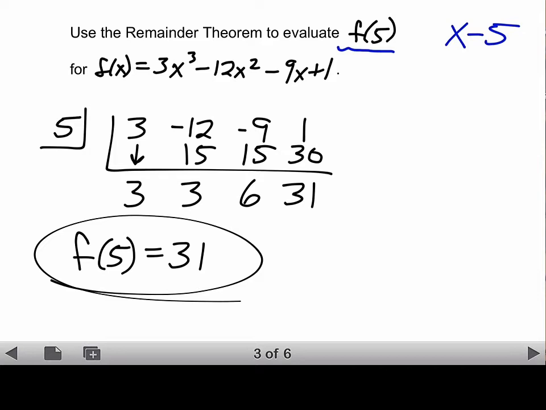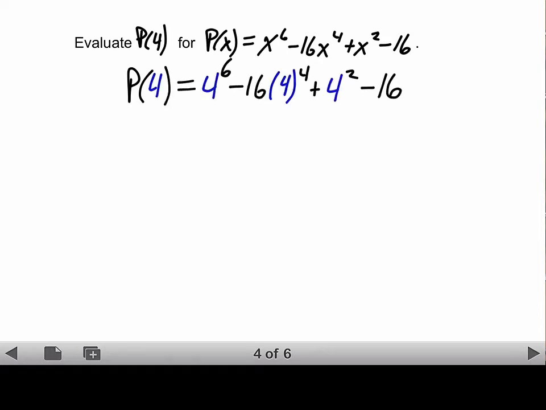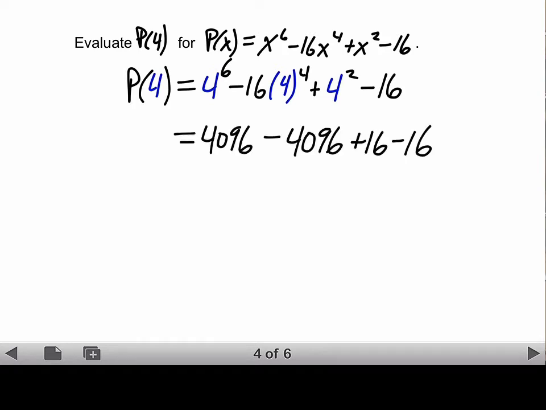Now we're going to move on. This next example falls in the category of exploration. Evaluate p of 4 for the polynomial p of x is equal to x to the 6th minus 16x to the 4th plus x squared minus 16. Of course, what this means is we're going to put a 4 everywhere we see an x in the original polynomial. That's what we have here, and then evaluating will give us 4096 minus 4096, and then 16 minus 16. The answer turns out to be 0, so p of 4 is equal to 0.